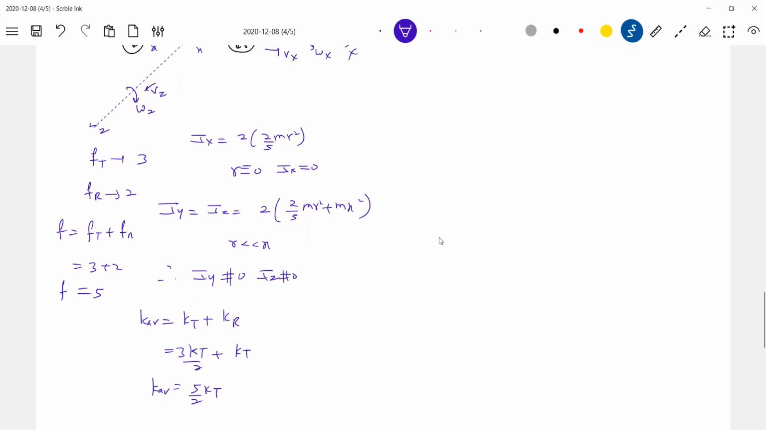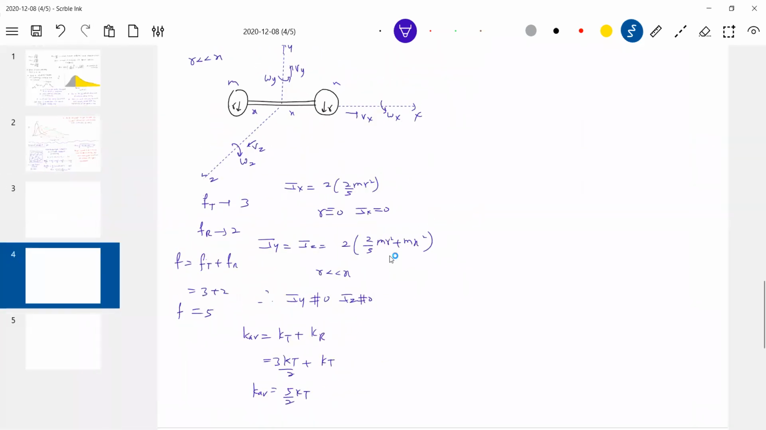What is the average kinetic energy of a diatomic gas molecule? Shall we write 5 by 2 kT? How much translational? 3 by 2 kT. Rotational, the average rotational kinetic energy, kT. Average translational kinetic energy, 3 by 2 kT. Then how do you have to distribute? Here, kT by 2. Due to translational kT by 2, due to rotational kT by 2, due to translational kT by 2, due to rotational kT by 2. Add up all this, 5 by 2 kT.